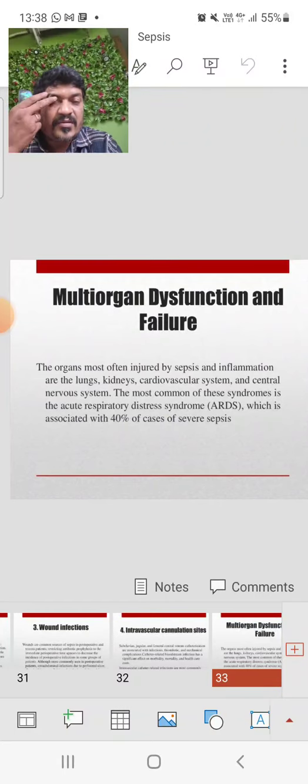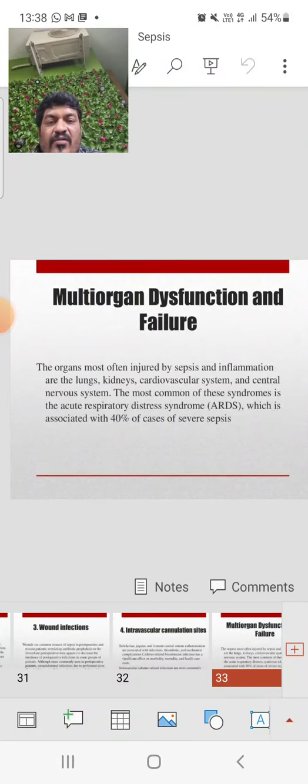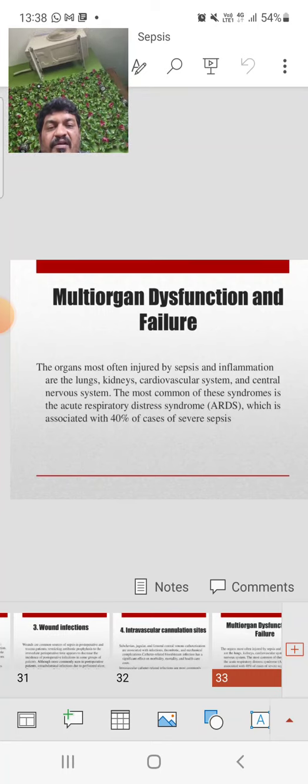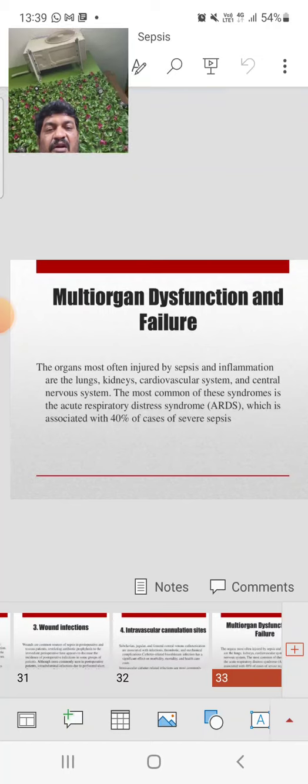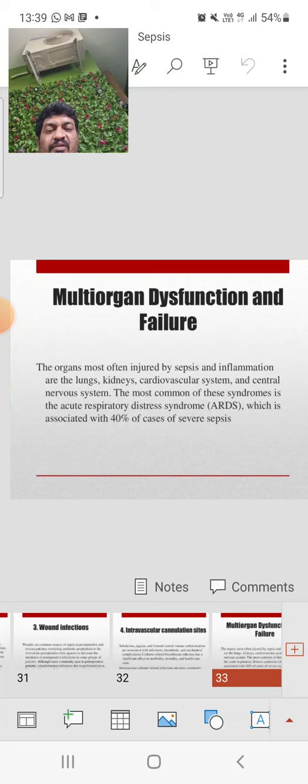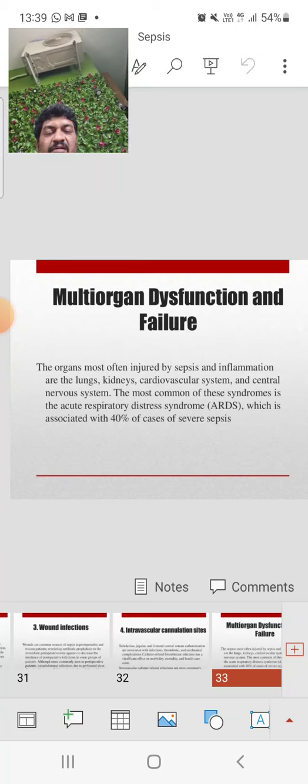Multi-organ dysfunction or failure. The organs most often injured by sepsis and inflammation are the lungs, kidneys, cardiovascular system, and the central nervous system. The most common of these syndromes is acute respiratory distress syndrome (ARDS), which is associated with 40% of the cases of severe sepsis.